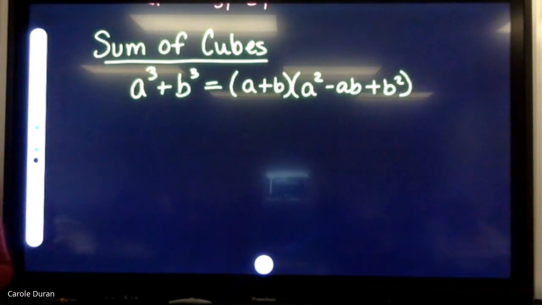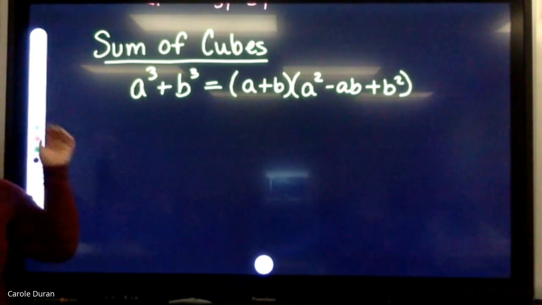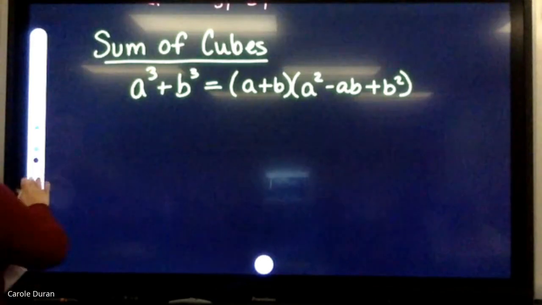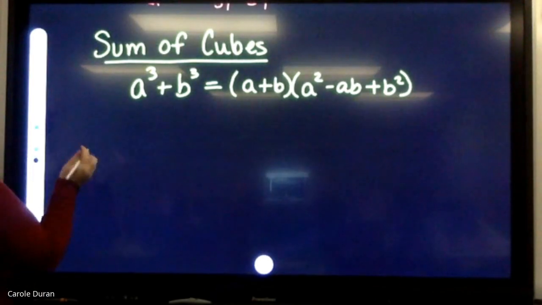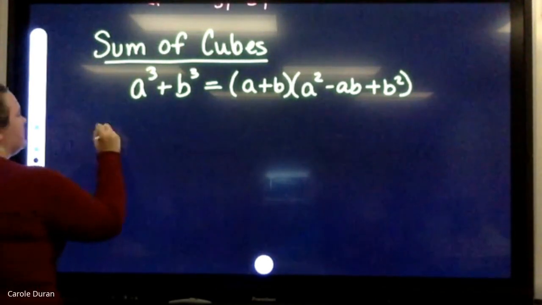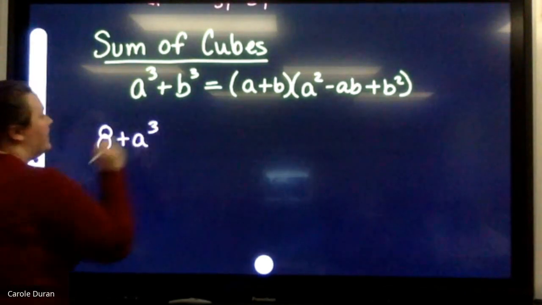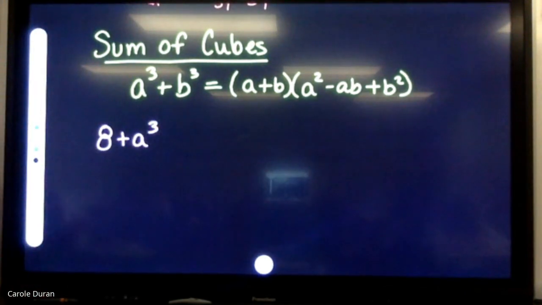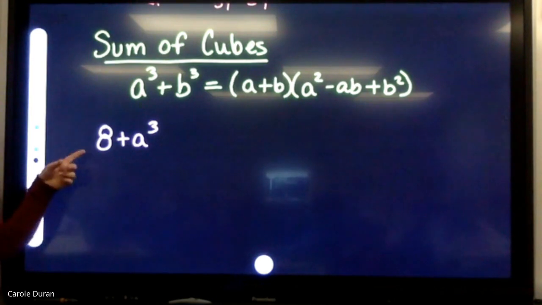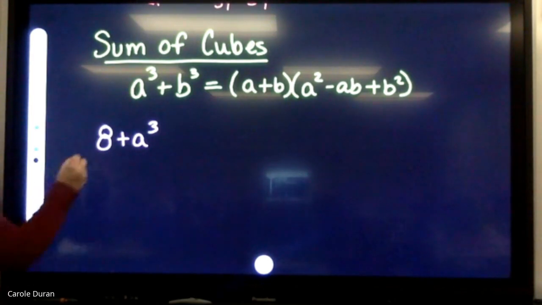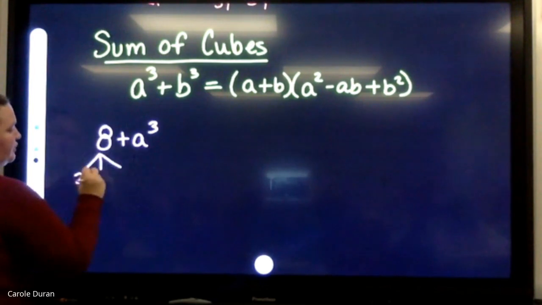Okay, so let's do an example. I know this is a little bit rough, that's why we're doing 2 days of this, to give you time to process. So I would like to do 8 plus a cubed as my first example. Just like we did on the difference of squares, I would like to identify the cube root of each of these and then use that to build my factors. So what multiplies by itself 3 times to get to 8? 2. So this is 2 times 2 times 2.